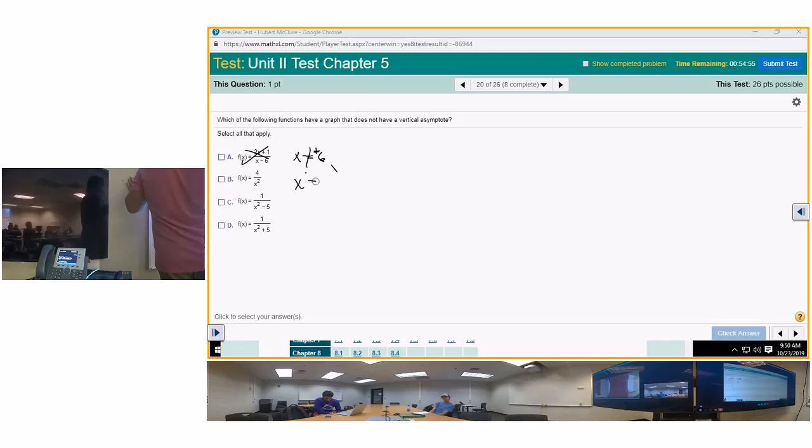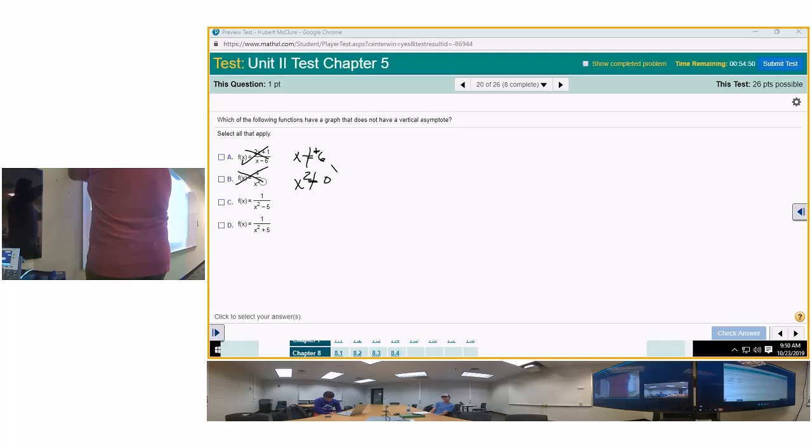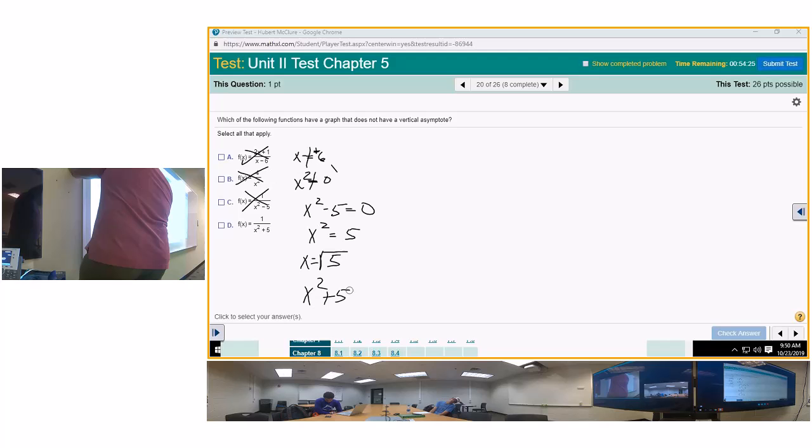X squared equals 0. You can't have a 0, so that one's not it. X squared minus 5 is equal to 0. X squared is equal to what? 5. X cannot equal positive or negative square root of 5. So X squared plus 5 is equal to 0. X squared is equal to negative what? So it's D.